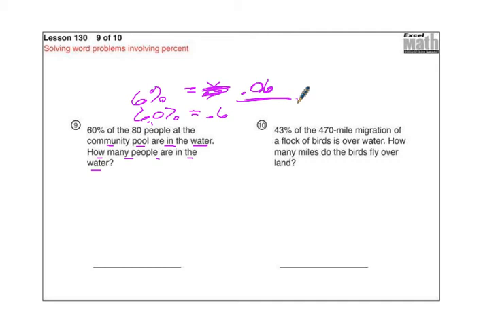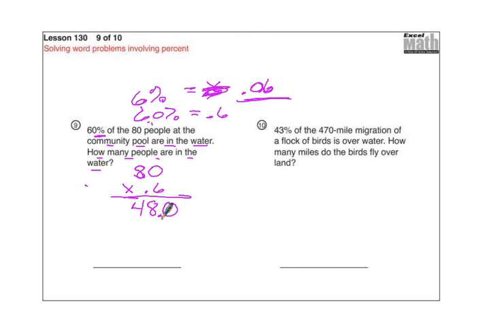So we're going to do 80 times what? 0.6. Notice we have a percent sign. We're multiplying here. 0 times 6 is 0. 8 times 6 is 48. Where's the decimal go? 1 spot, between the 8 and the 0.